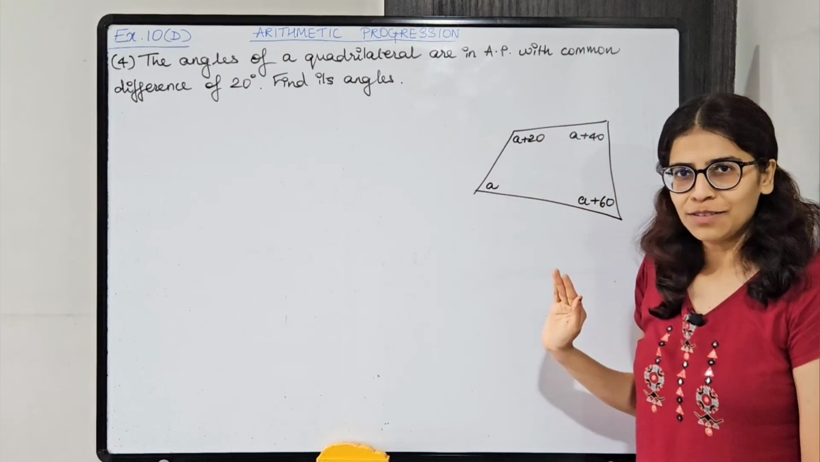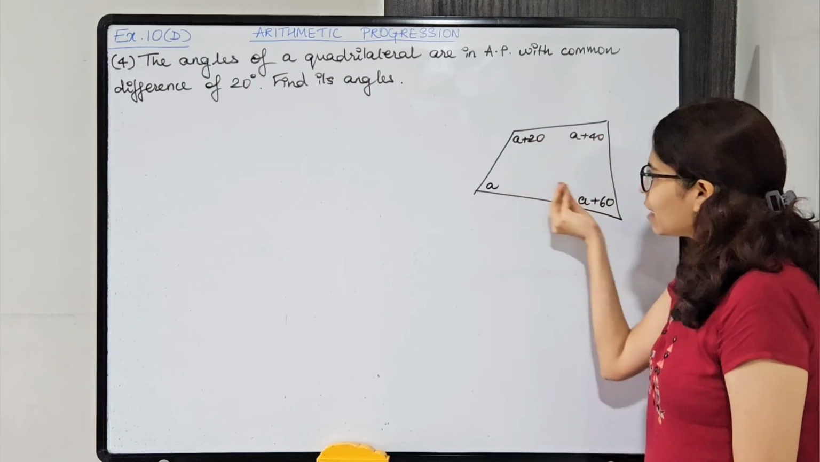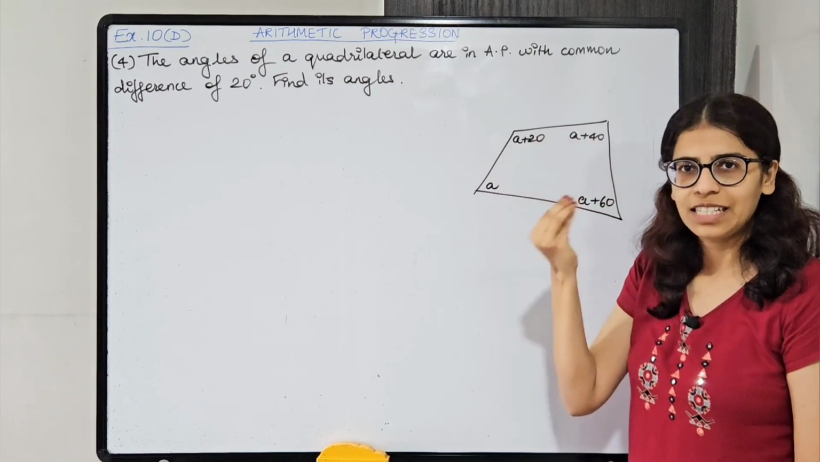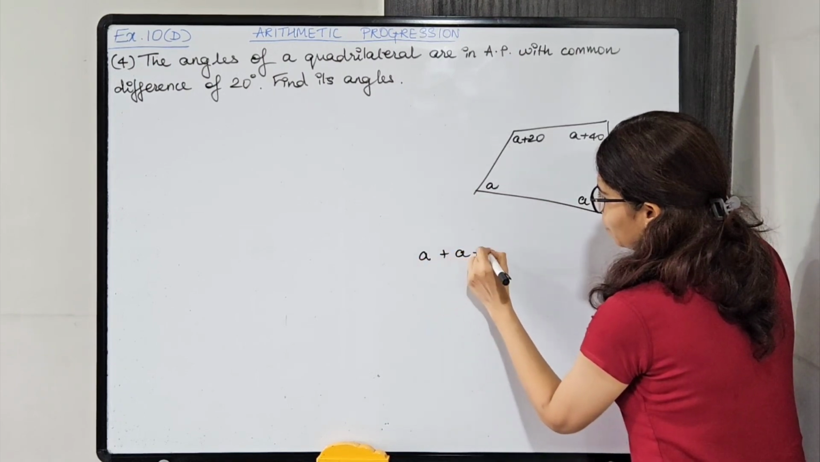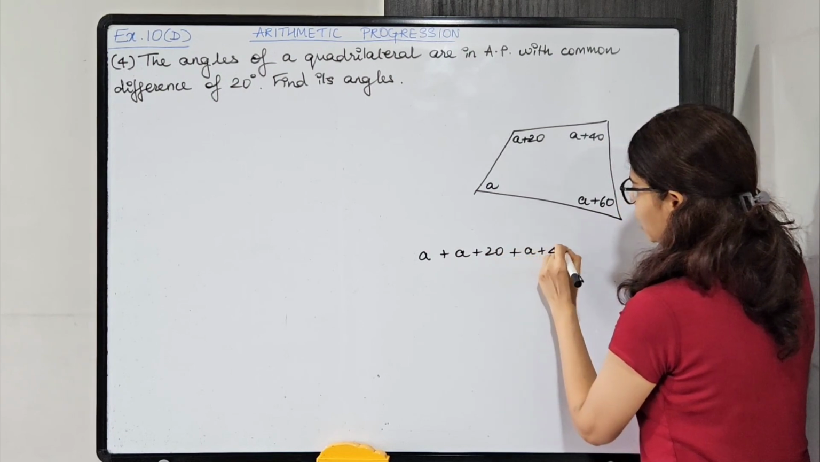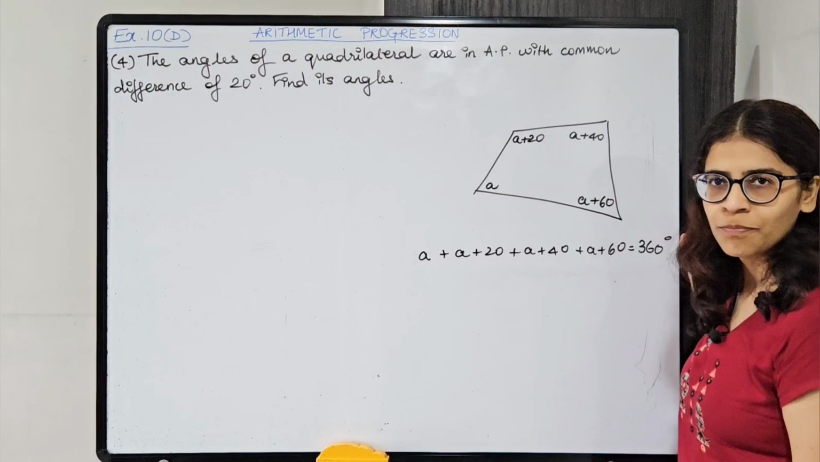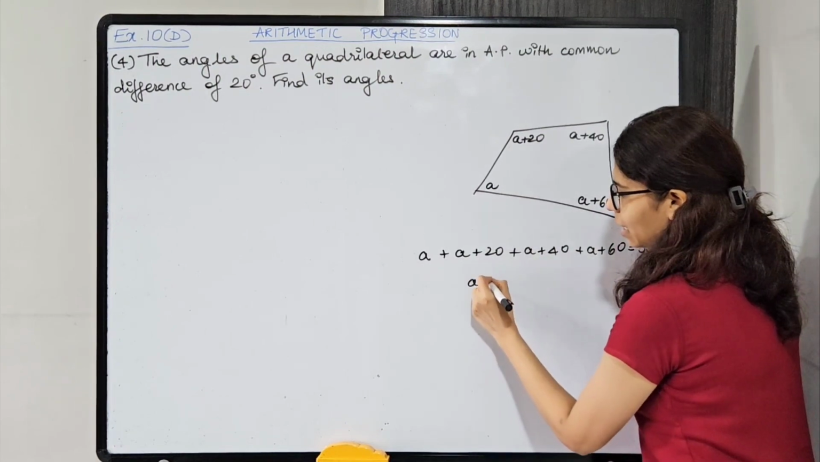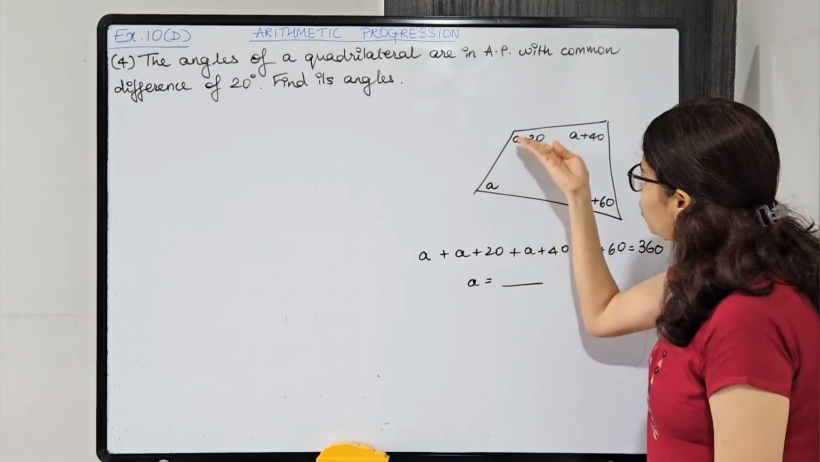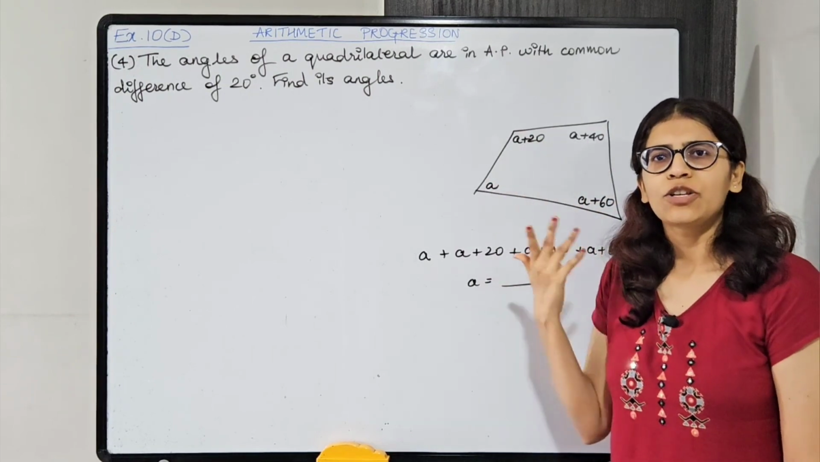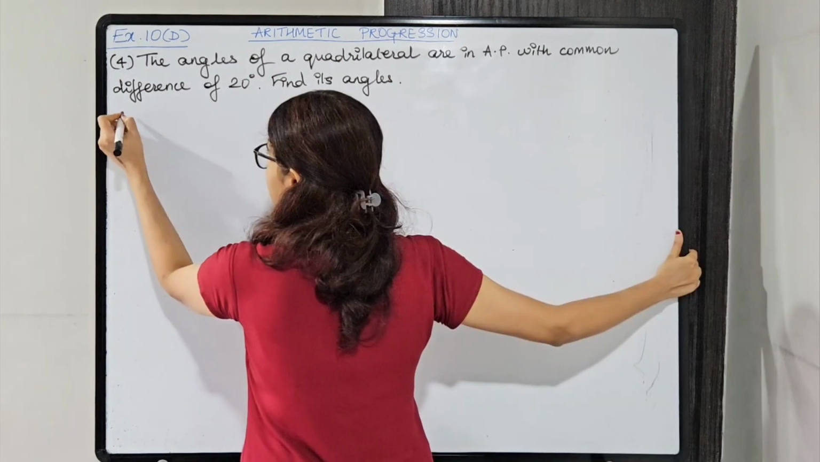Now no condition is given, but we know the property of a quadrilateral. Sum of all angles of the quadrilateral is 360 degrees, right? So A plus 20 plus A plus 40 plus A plus 60 is 360 degrees. Solve and find out the value of A. Once you get A, just put the value and you will get the angles of the quadrilateral. So let us solve now with proper steps.